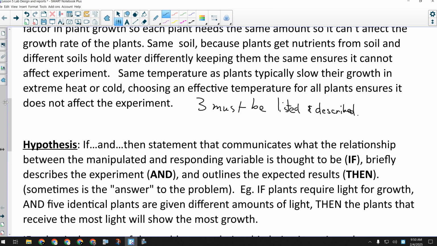If this is what's going on, or if this is what's causing something to happen, and an experiment like this is run, then the results will be as follows. Okay? Notice that I never put the word I, us, we, or you in the hypothesis.